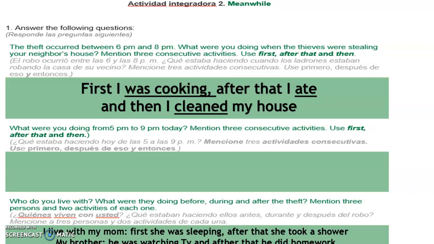Podríamos agregar, si tú quieres seguir agregando información, en la palabra finally se escribe. Es como para agregar ya la última acción que estabas haciendo. Finally, I went to bed. Y finalmente me fui a la cama a dormir.